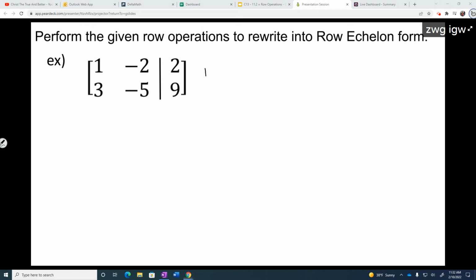So we're going to say R2 equals negative 3 R1 plus little r2. And you don't have to come up with that yet today.